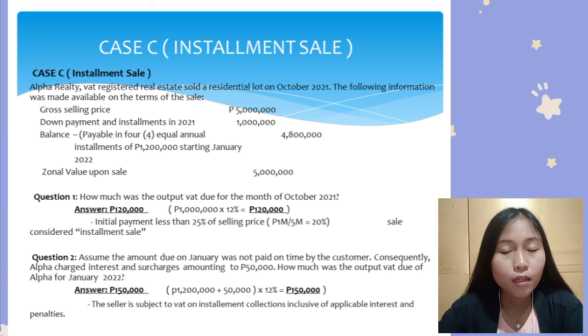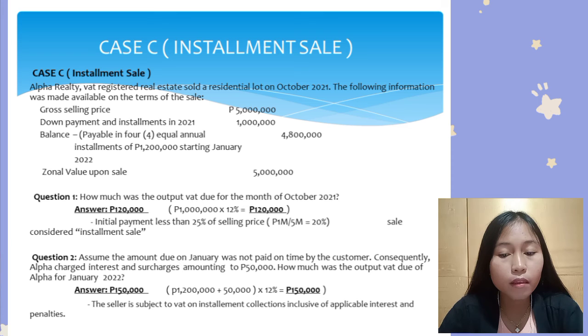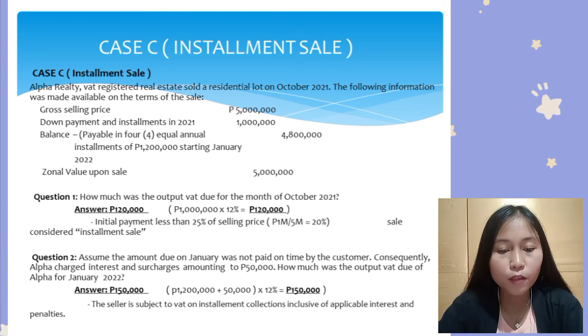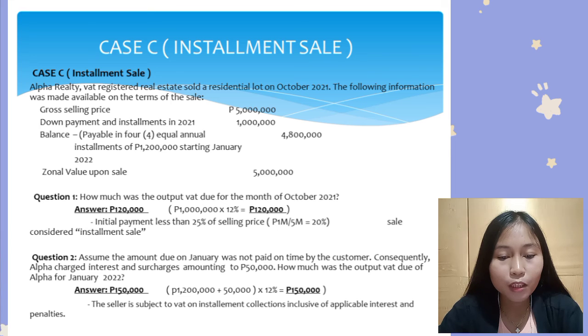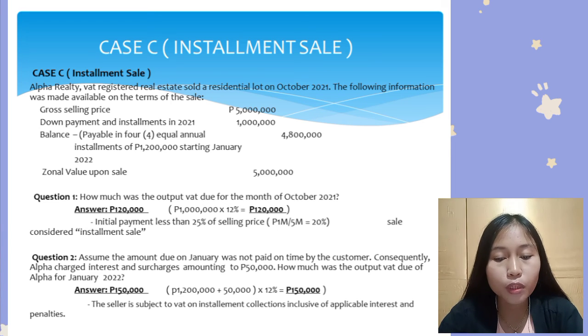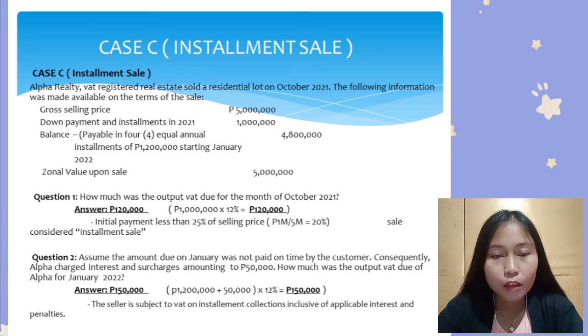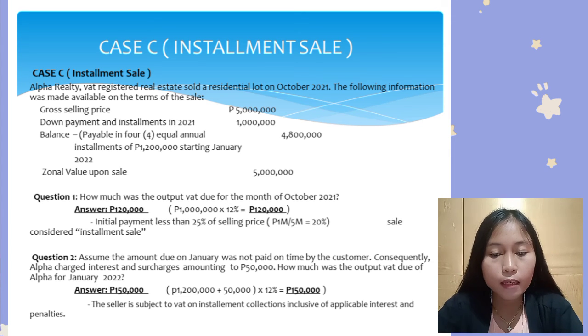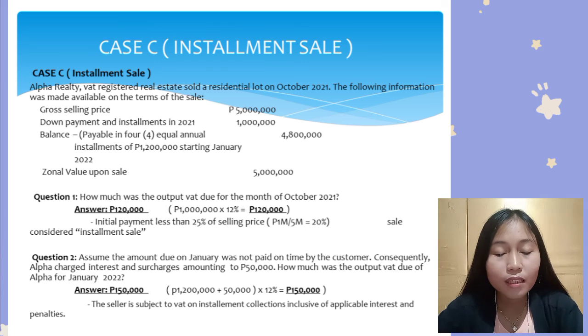So 1,200,000 pesos multiplied by the 4 equal annual installments equals 4,800,000 pesos. The total value is up to 5 million pesos. Question number 1. How much was the output value for the month of October 2021? To get the output value for October 2021, we need to multiply the 1,000,000 pesos by 12%, which is the VAT percentage, and it results in 120,000 pesos.